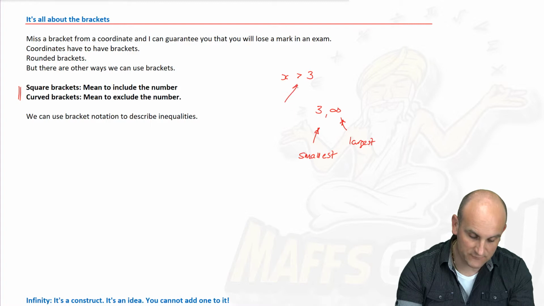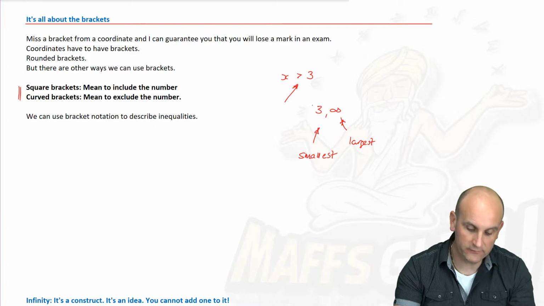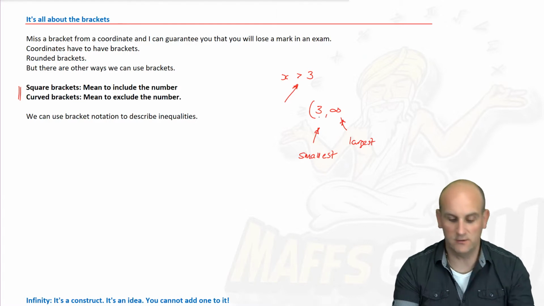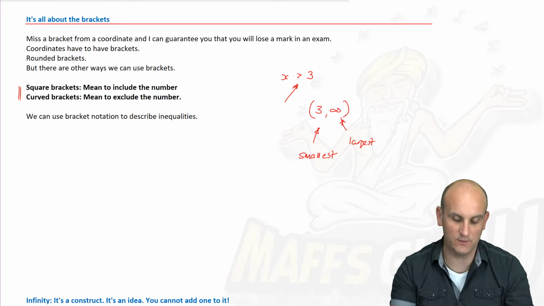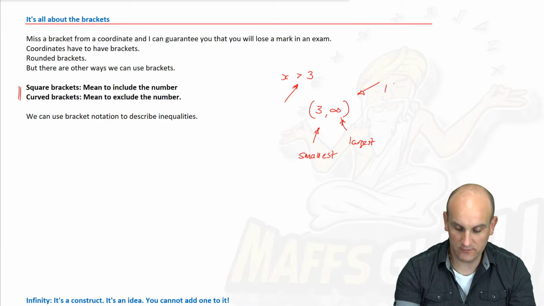Did this x value include the 3? No, because it doesn't have the little equal sign. And so we use a curved bracket to stand for not including. And believe it or not, infinity has a curved bracket as well. I'll come back to that one in just a moment. So here is interval notation.